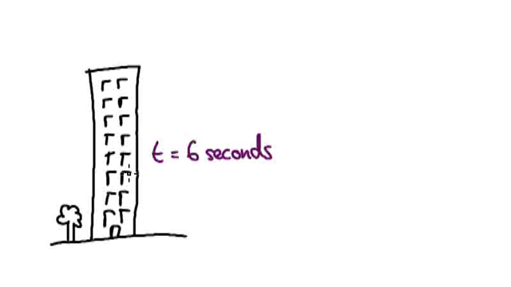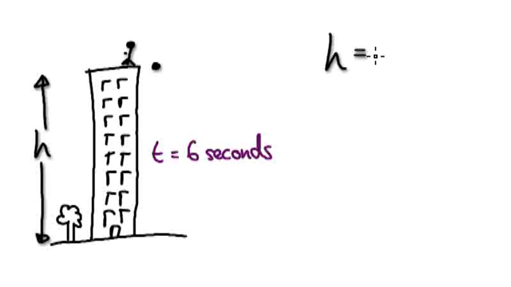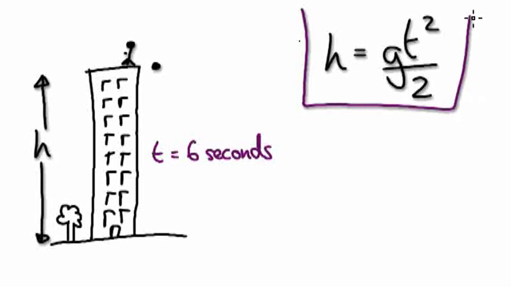Okay, let's work backwards now. Let's say you want to know the height of the building. You are on top of this building, you're going to drop the cannonball, and you're going to time it, and it takes 6 seconds to hit the ground. How high is the building? So we are trying to find h now. We are working backwards. Let's write down the formula first: h equals gt squared over 2. This is a really good formula. Write it down somewhere so that you can remember it.